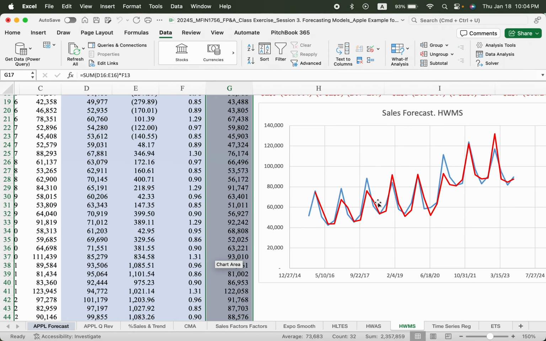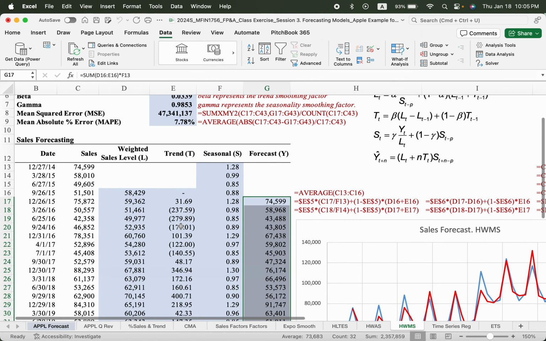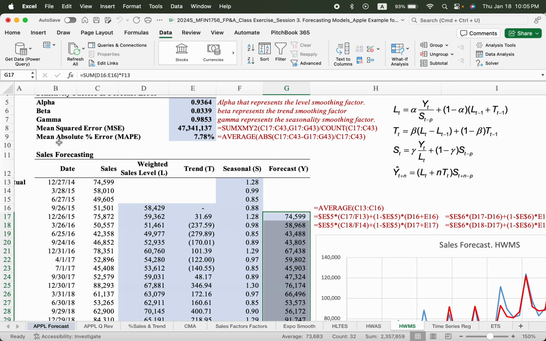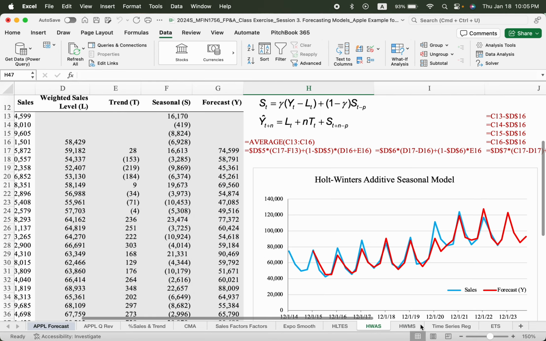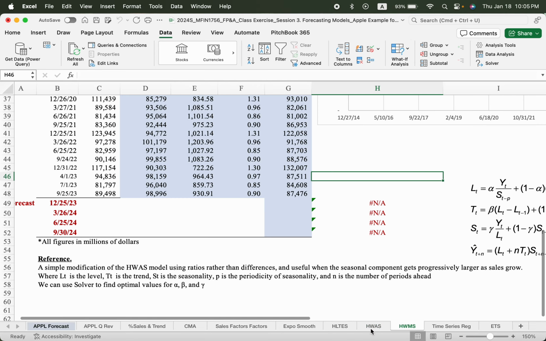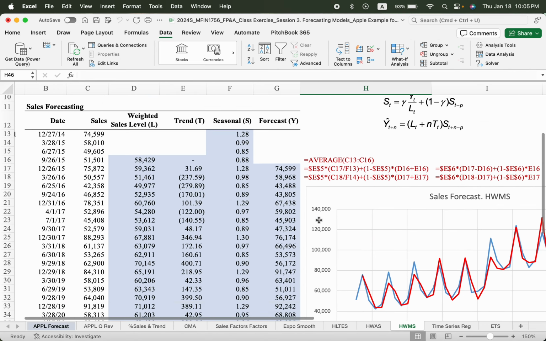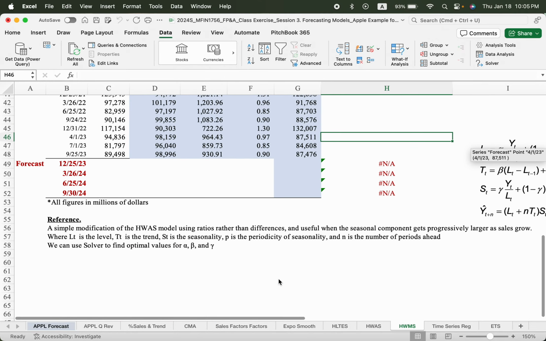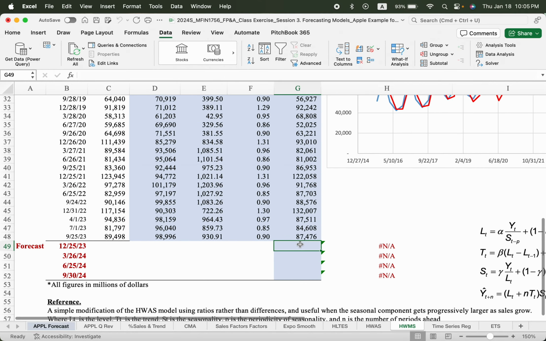So now the forecast sales keeps track of the seasonality, right? And then we can minimize the mean absolute percentage error as well. So you can use this forecast model if you think your company's quarterly sales seasonality gets progressively larger as sales grow, right? Anyway, once you prove this model is a good fit, then let's calculate the forecast, right?